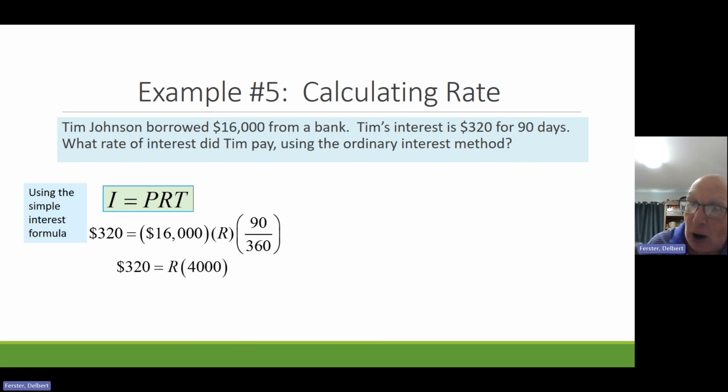And I'm going to solve for R by dividing both sides by 4,000. And that gets me 0.08. So I am now finished. If that's all I wanted, I know that that rate is 8%.